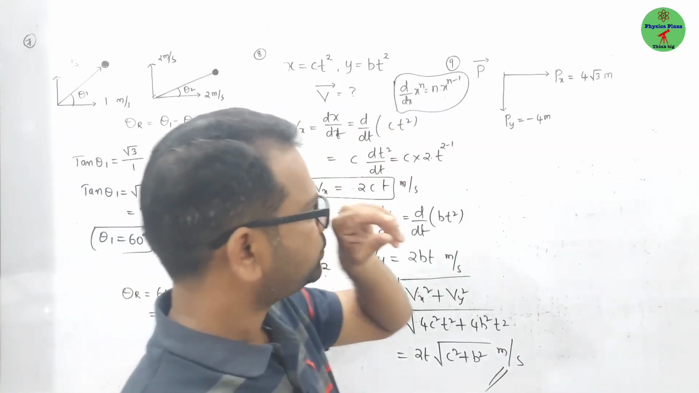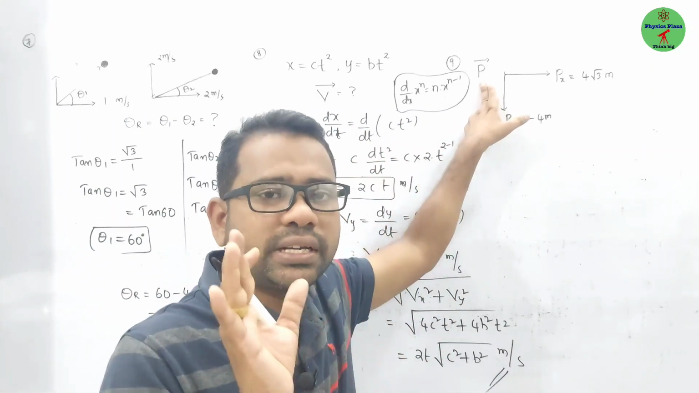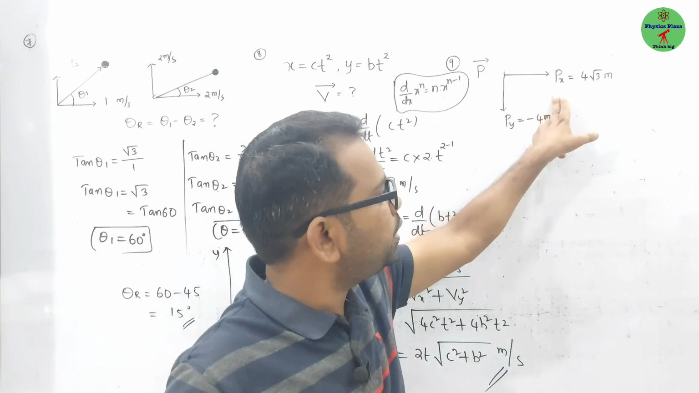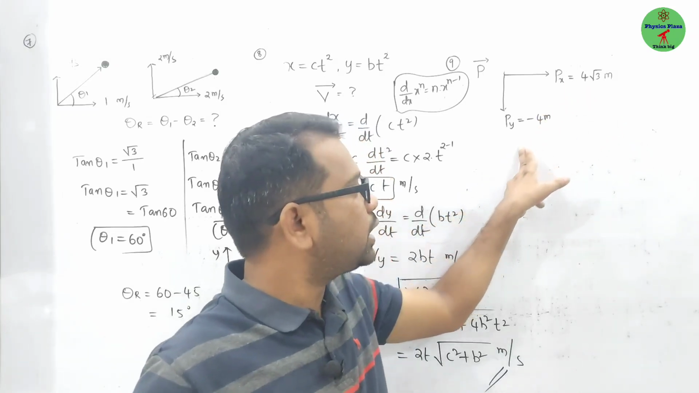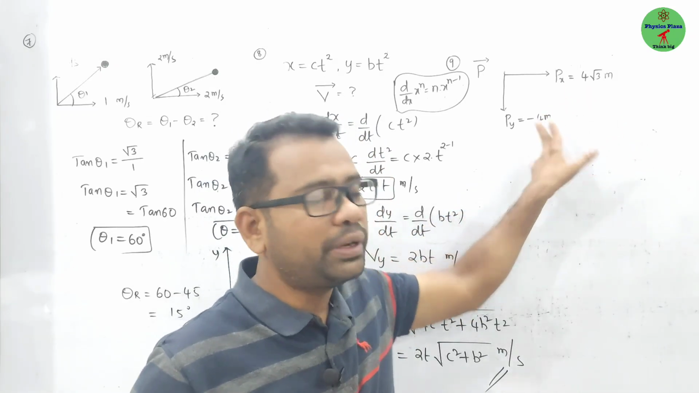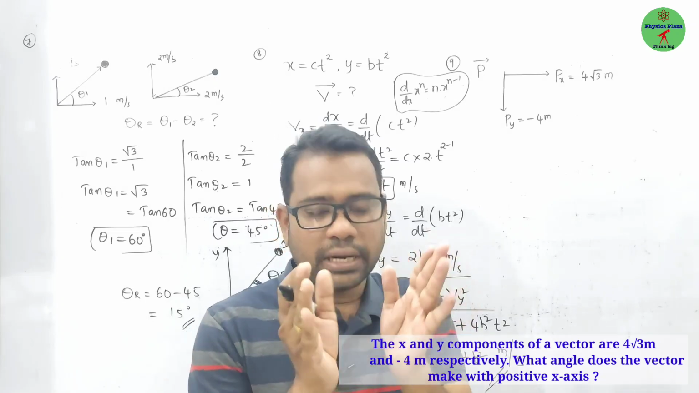It is given that p is a vector and its horizontal component is 4 root 3, vertical component is minus 4 meters. First make a rough diagram.